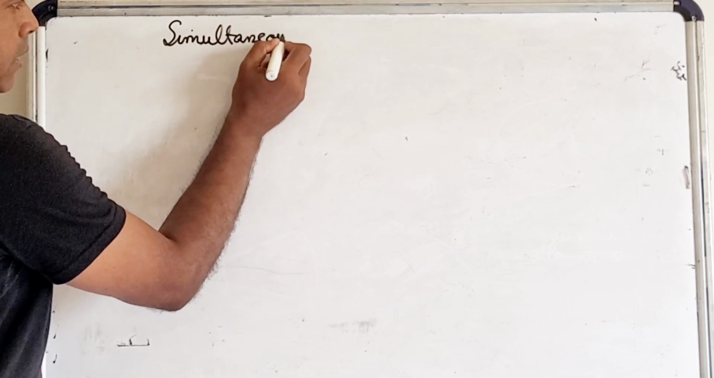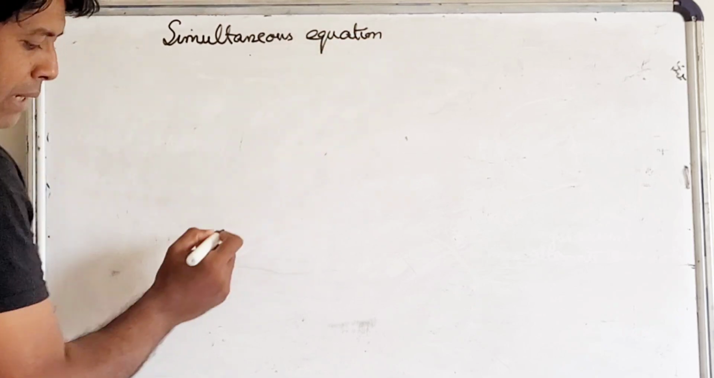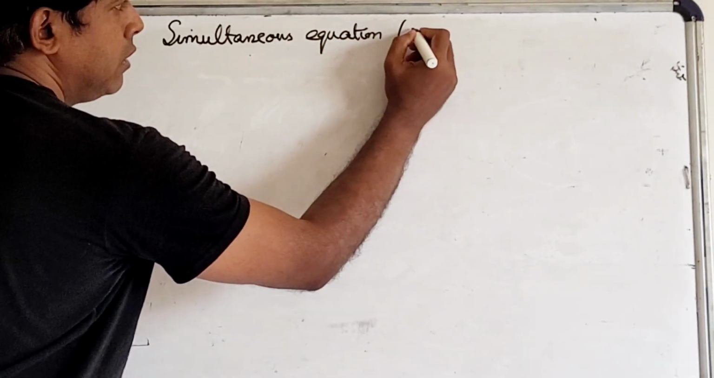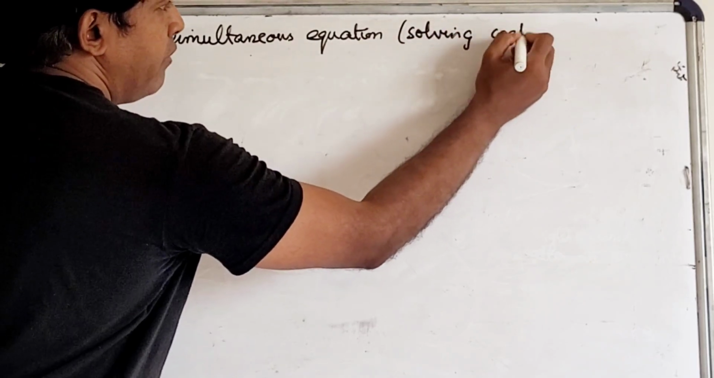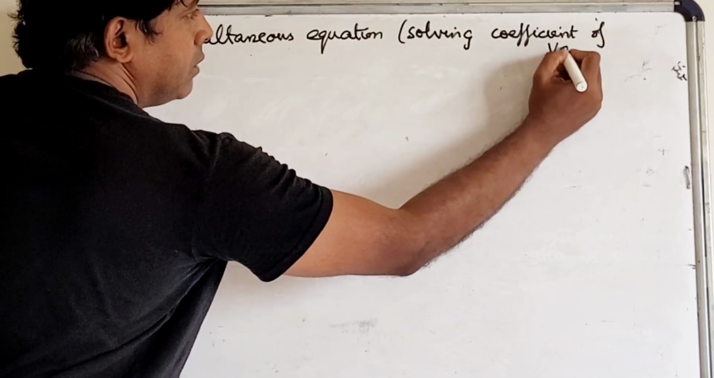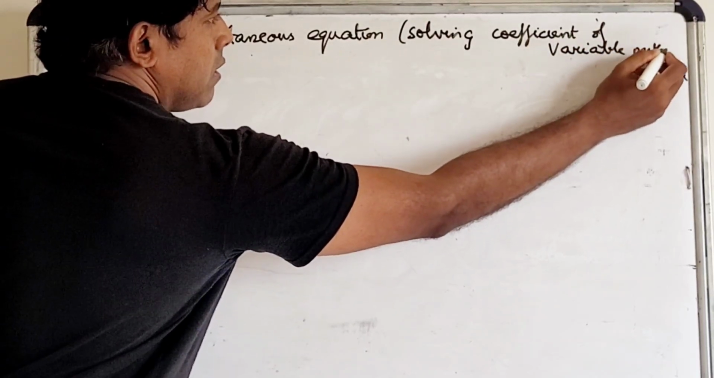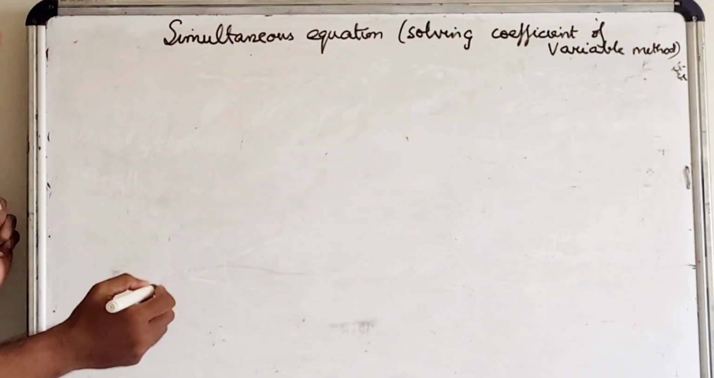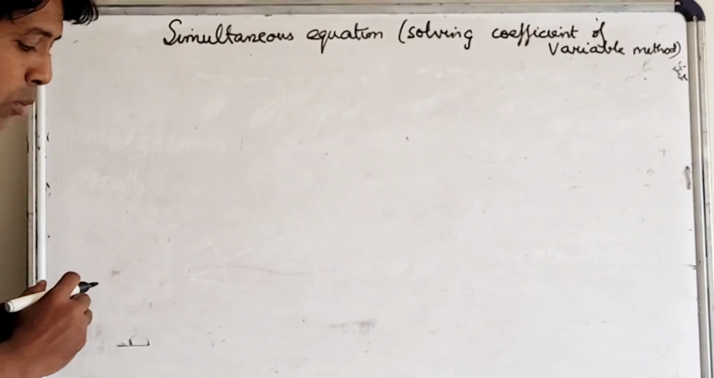Today we'll see one of the most common methods of solving simultaneous equations, that is the coefficient of variable method. Simultaneous equations by the coefficient of variable method. This is the most common method by which you will solve simultaneous equations.